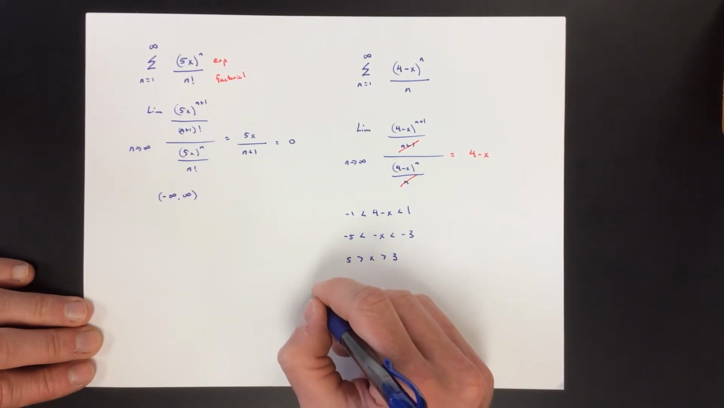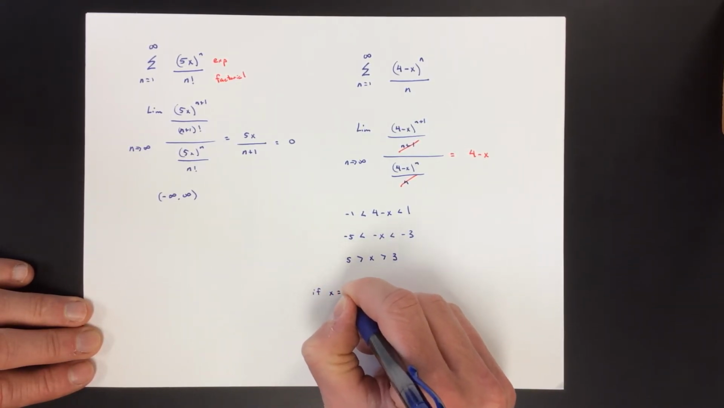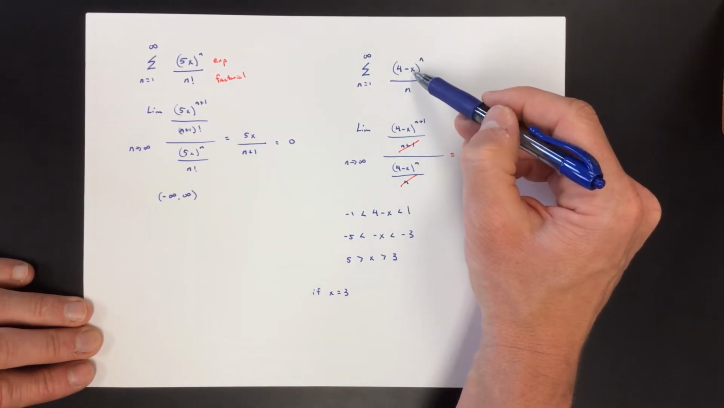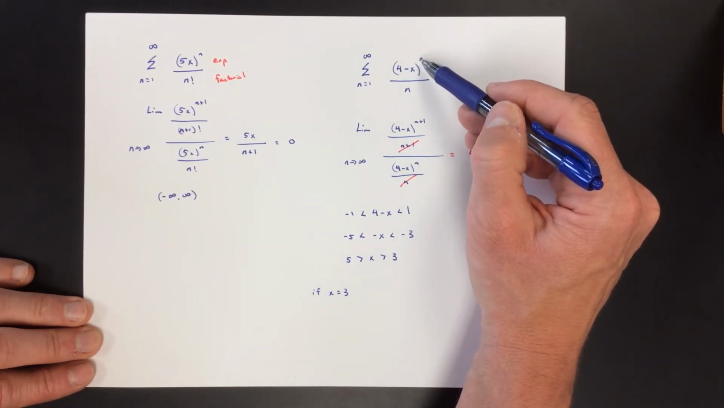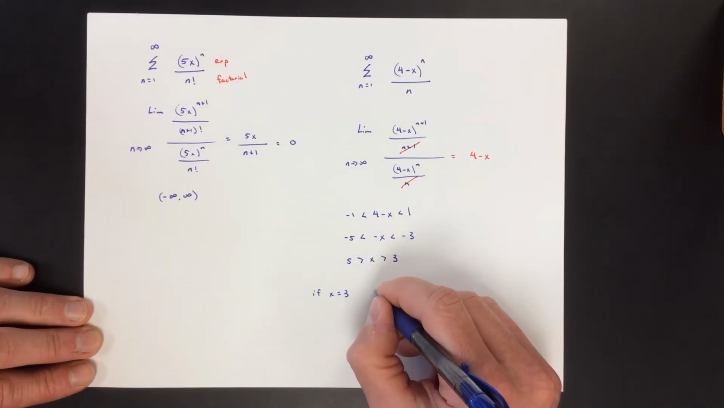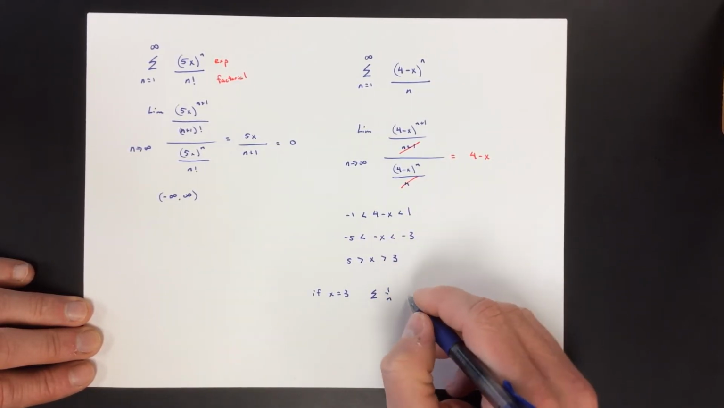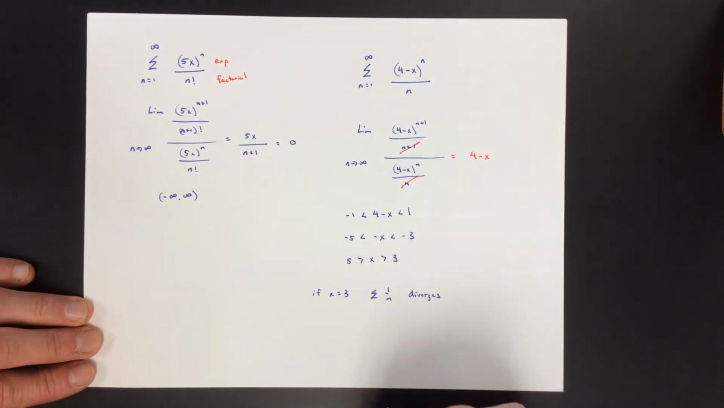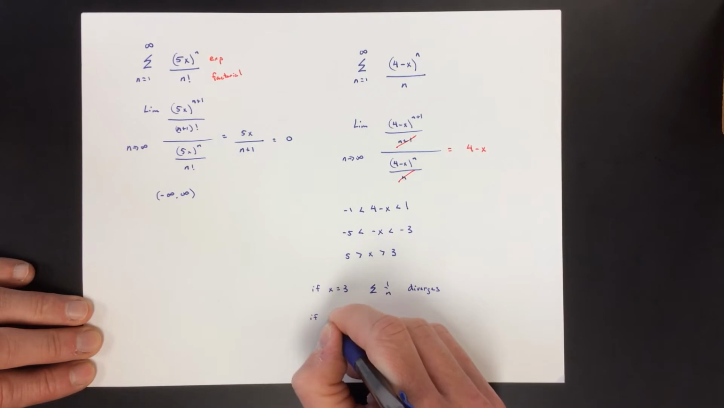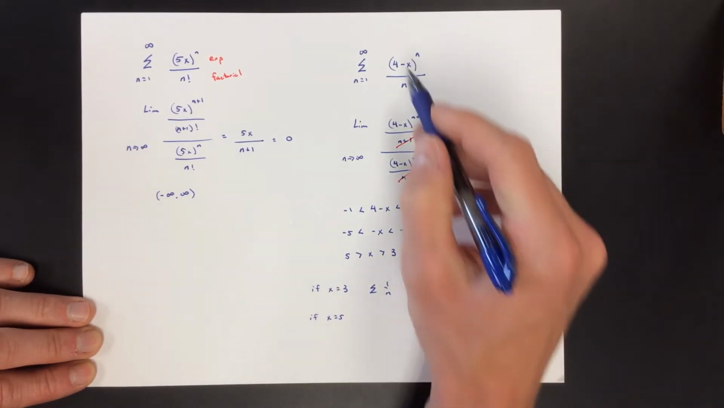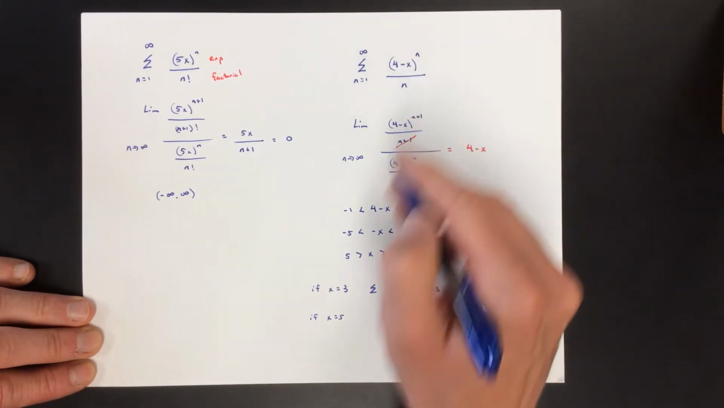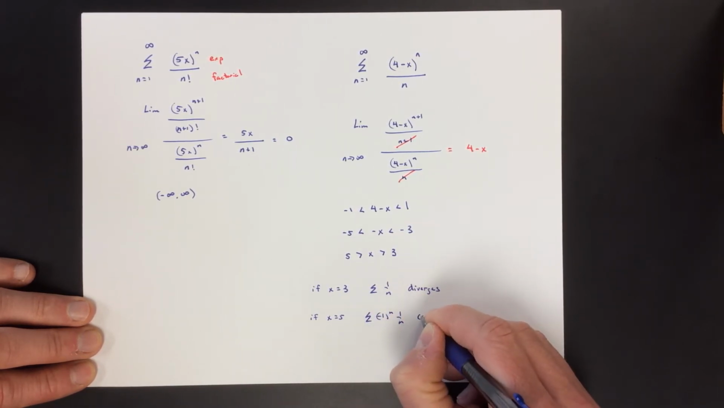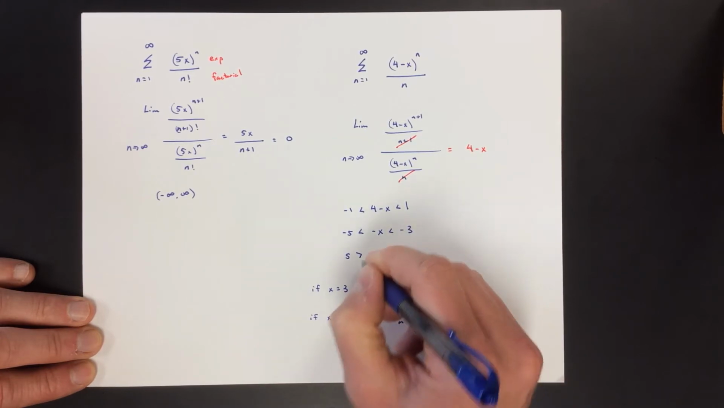Okay, now let's check those endpoints. If x equals 3, what happens? Well, if you let x equal 3, you get 4 minus 3, which is 1, and 1 to the n is just 1, and that produces the series 1 over n. 1 over n diverges. So don't include that endpoint. If x equals 5, 4 minus 5 is -1, so -1 to the n. So I get the alternating version, -1 to the n of 1 over n, and we know that converges. So we want to include that.